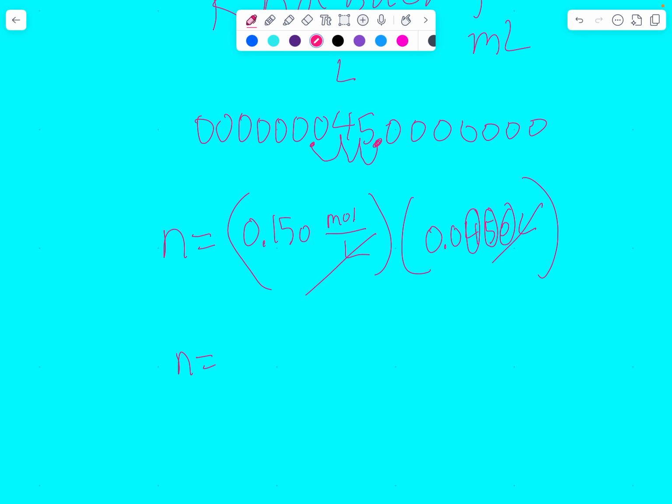1, 2, 3. It's always 3. So N equals 0.00 — that doesn't count in the sig figs — 675. These are 3 sig figs. So this is your answer.